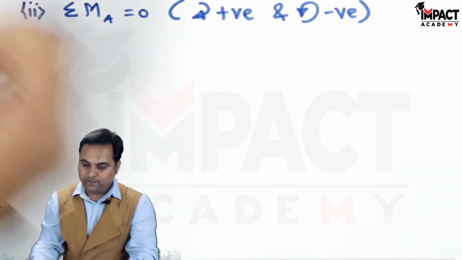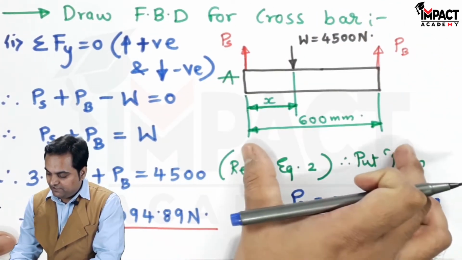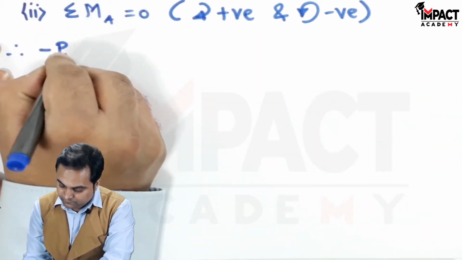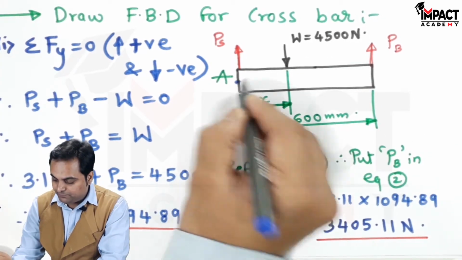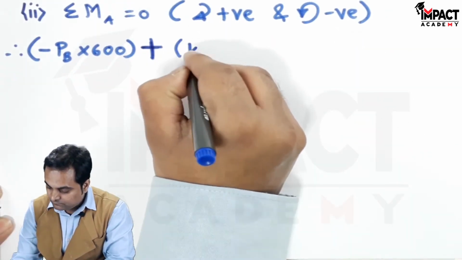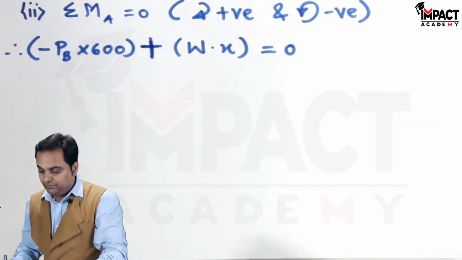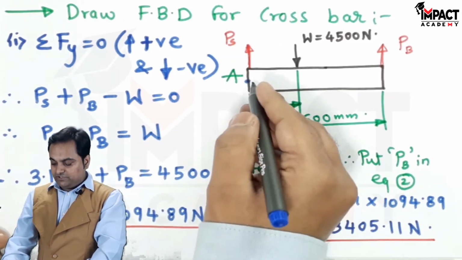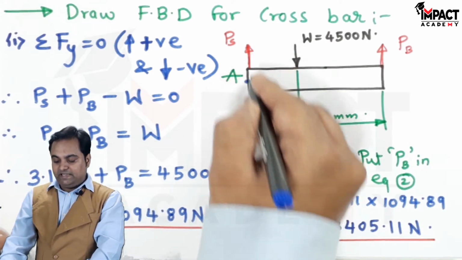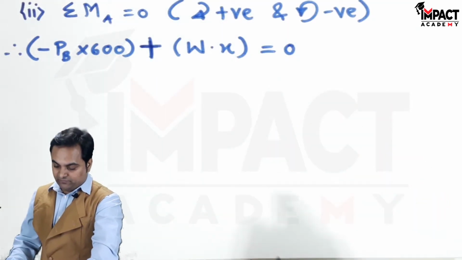So therefore, here we have minus PB, because it is producing an anti-clockwise moment, minus PB into 600, plus this W is acting in the downward direction, so it is producing a clockwise moment when I take the moment at point A, W into X is equal to 0. And the moment of this P suffix S, load in steel, is 0 because there is no perpendicular distance between this point and the load, so the value of moment is 0.